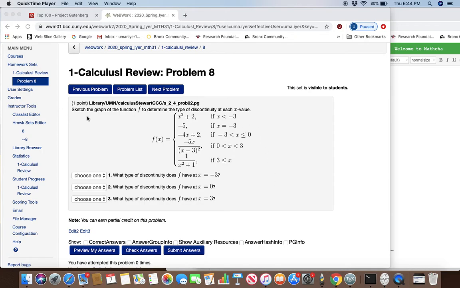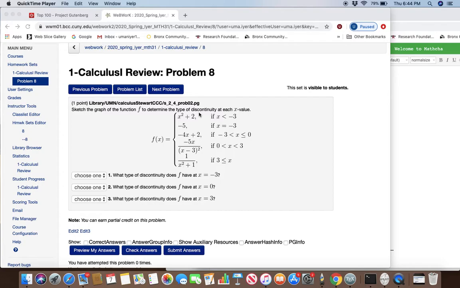Sketch the graph of the function f to determine the type of discontinuity. Okay, you see some of these you can sketch, but this probably is something you're not familiar with. These three are okay. First one is a parabola, second is a constant, third is a line. This one actually requires some calculus to be able to draw. And this is, while not too bad, it still takes some intuition to draw.